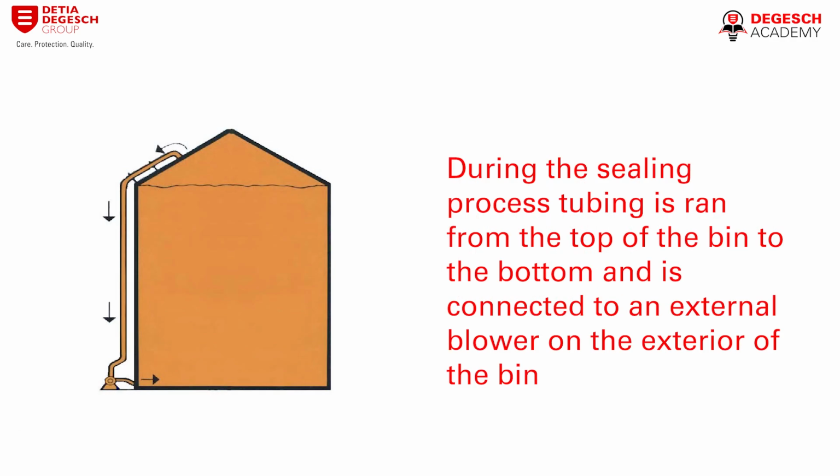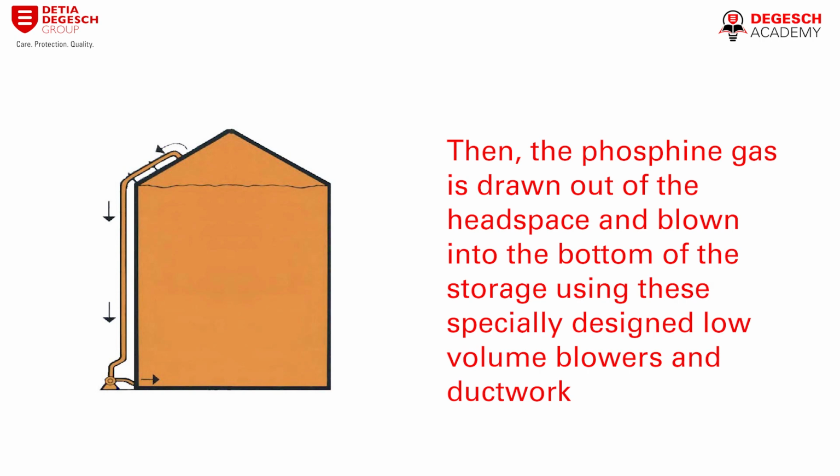During the sealing process, tubing is run from the top of the bin to the bottom and connected to an external blower on the exterior of the bin. Then, the phosphine gas is drawn out of the headspace and blown into the bottom of the storage using these specifically designed low-volume blowers and ductwork.